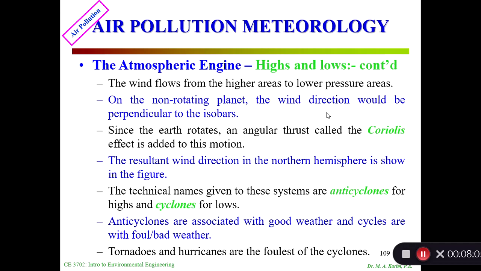So that means highs would be like, say, inside the high, it can dissipate energy around, okay? And the lows, cyclone means the low has a small area, so a high wind pressure is coming to cover a small area, so this would be a cyclone. And these anticyclones are associated with good weather and cyclones are associated with bad weather. Tornadoes and hurricanes are the foulest of the cyclones, right?